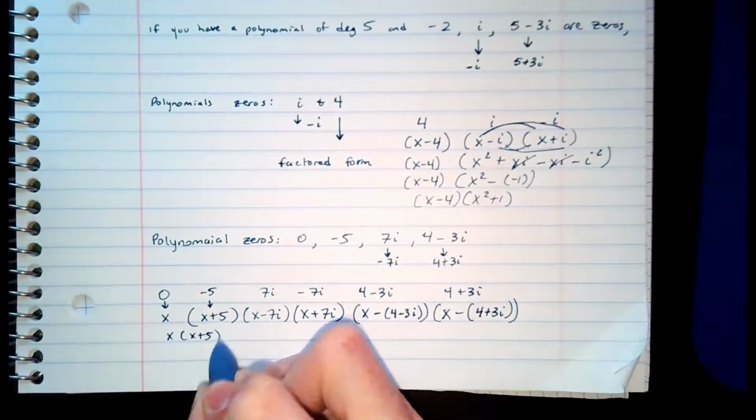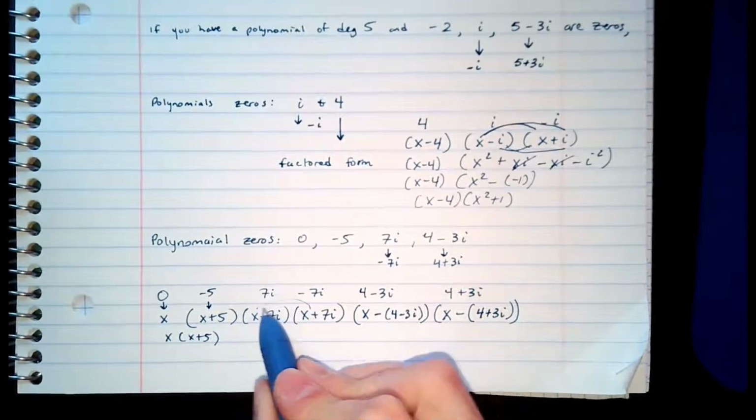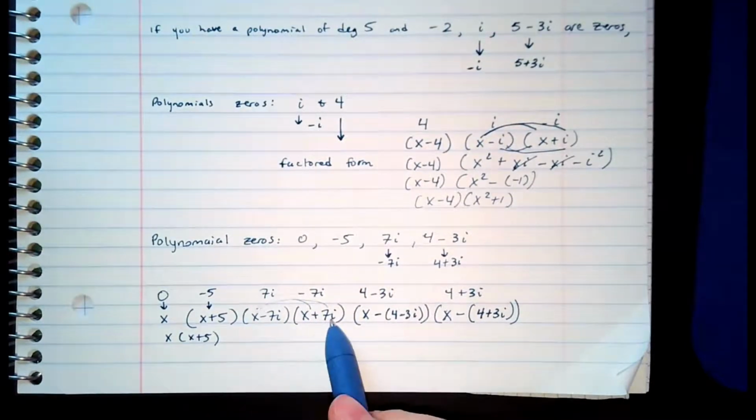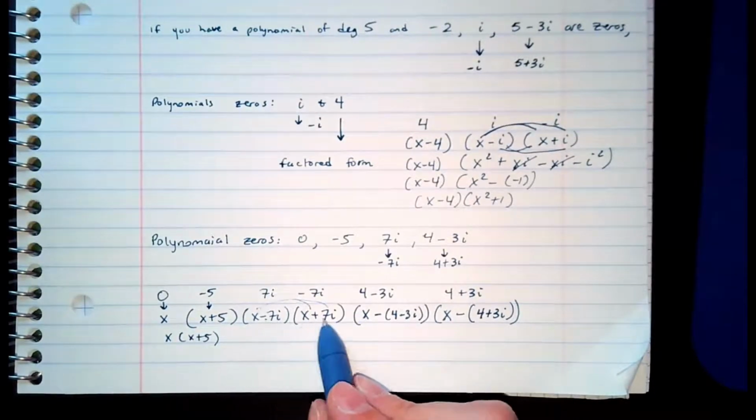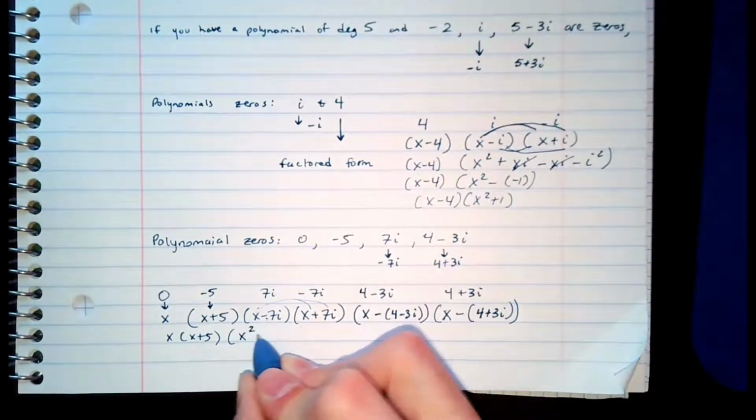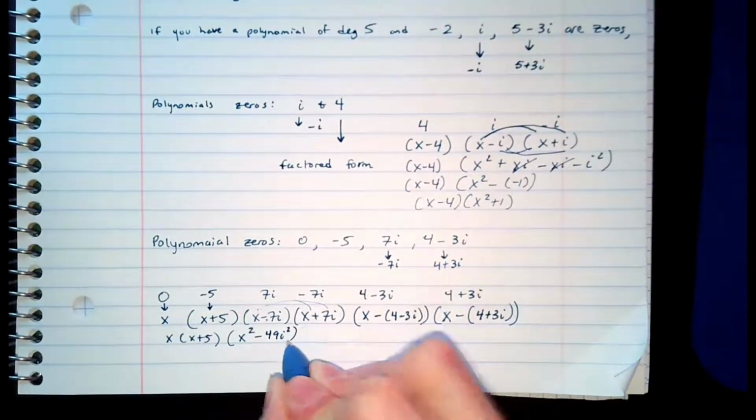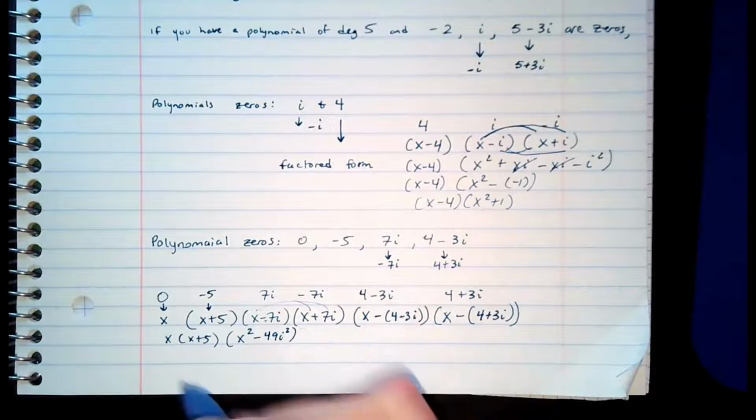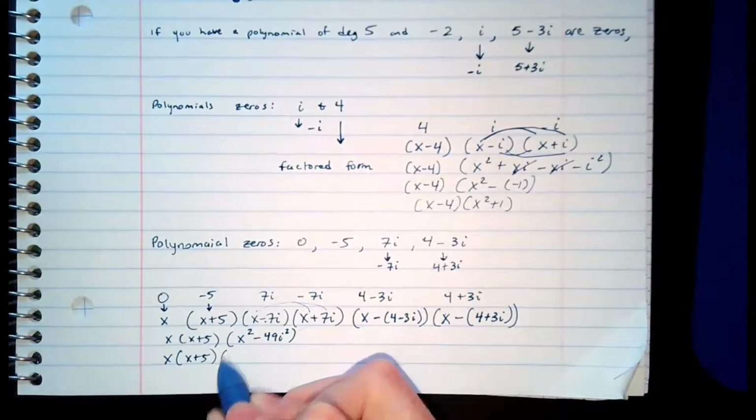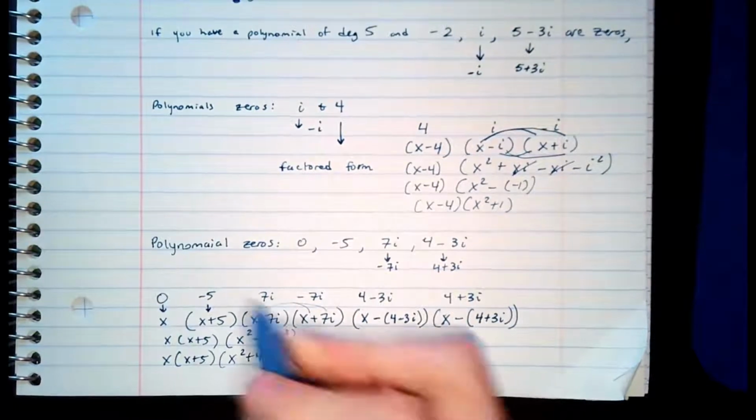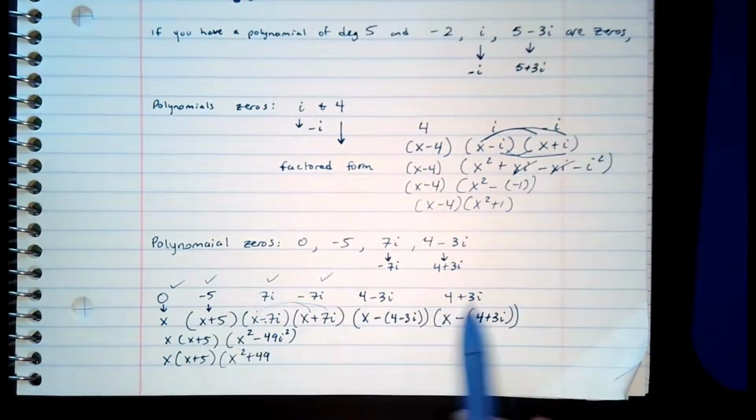x plus 5, x squared plus 7xi minus 7xi, those will cancel, minus 7i times 7i, so that would be x squared minus 49i squared. Then I'll do this work over here. Let me simplify this. i squared is negative 1, so this is x squared plus 49. So I've taken care of those four.